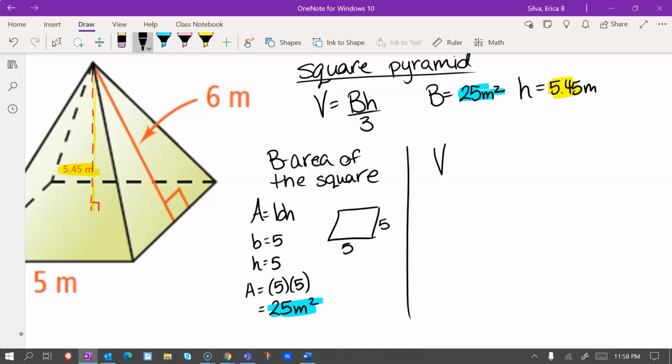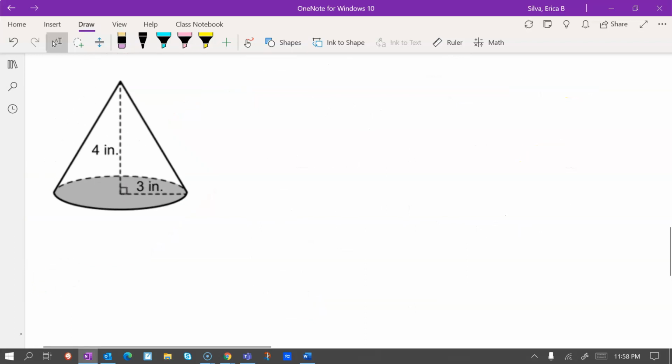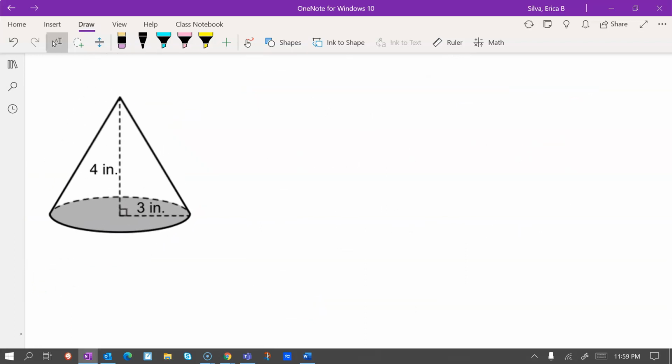Now that we have both measurements, we simply plug it in. Capital B is 25, and my H, or my height, is 5.45. Multiply that, divided by 3, and we get a volume of 45.42 meters cubed. And now for our final example, what is the name of this shape?